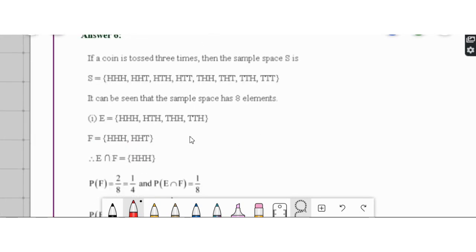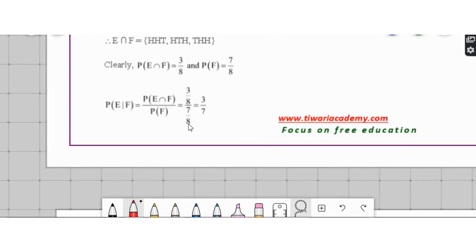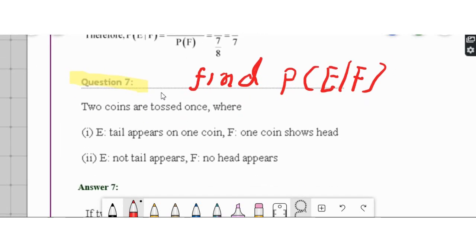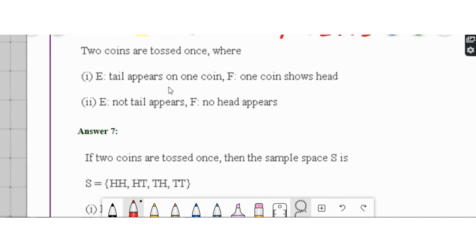Now question number 7 we are discussing. Here from question number 7 onwards we have to find out P of E by F everywhere. Two coins are tossed once where E is tail appears on a coin, that is an event, and F is one coin shows head. Then we have to find out E by F. So this is the first question. Let us see how to find it out.